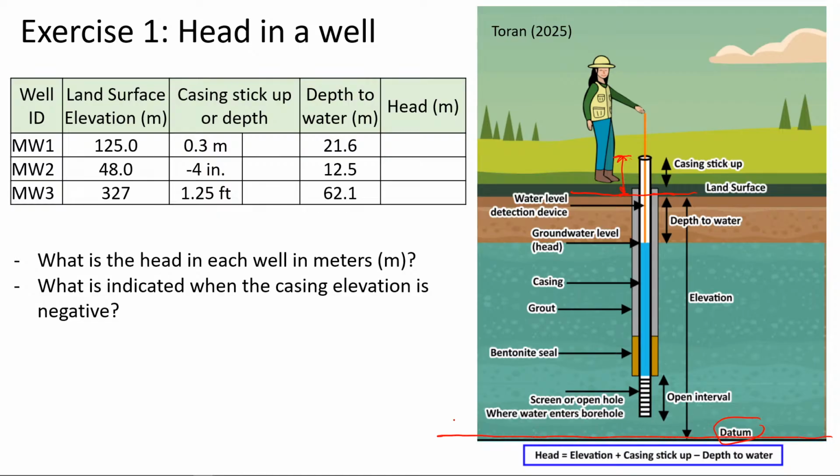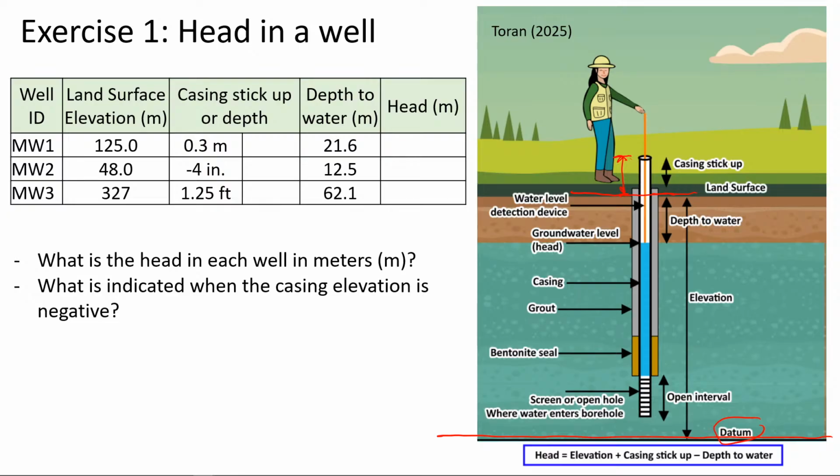Okay, so let's try to do this. That's your datum. This is the casing. You do some grouting here, and you do some bentonite seal here to prevent contamination. That's where you measure your elevation, the land surface elevation, and the casing stick up or depth.